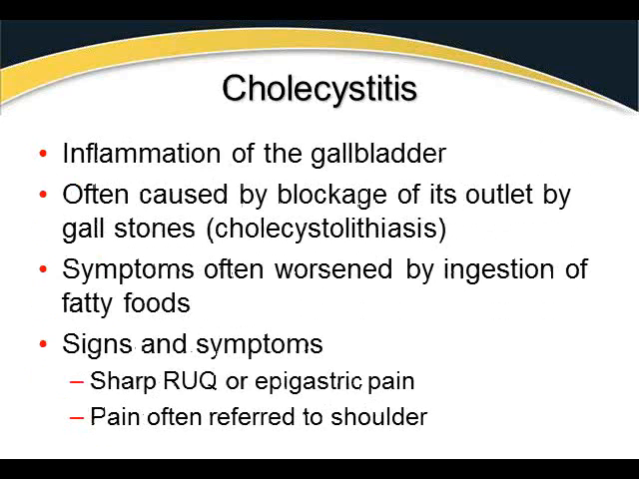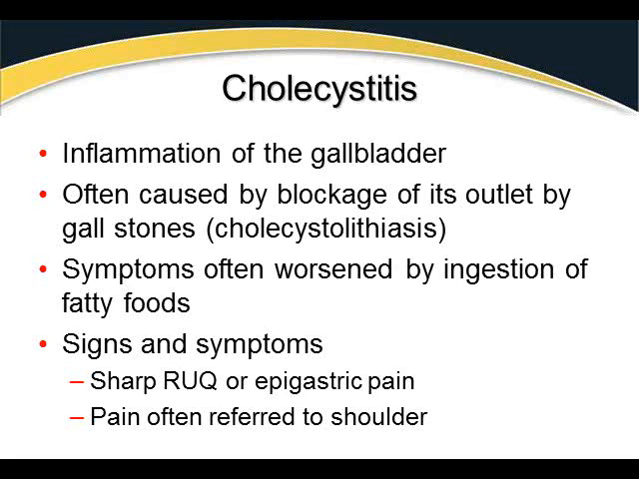Cholecystitis, again, is the inflammation of the gallbladder. It's often caused by a blockage of that outlet by gallstones, or cholecystolithiasis. The stones themselves are usually caused by a combination of fat and calcium. They will typically form together there and cause these stones.